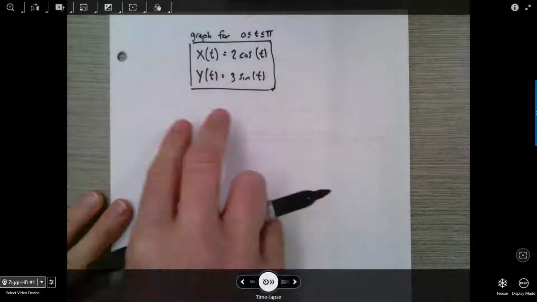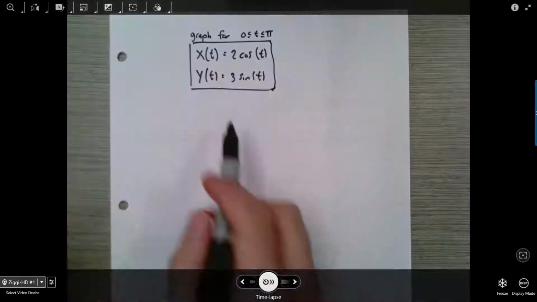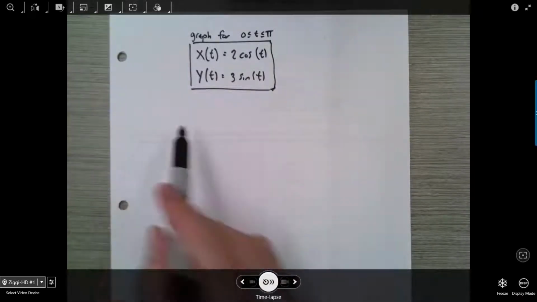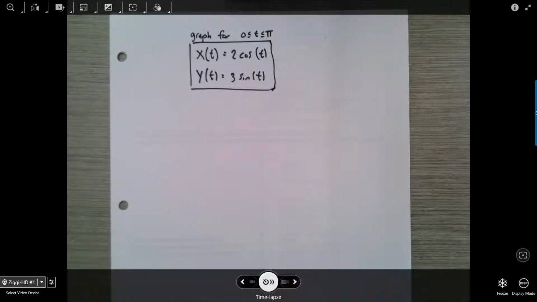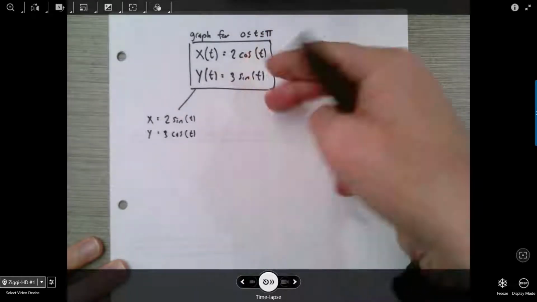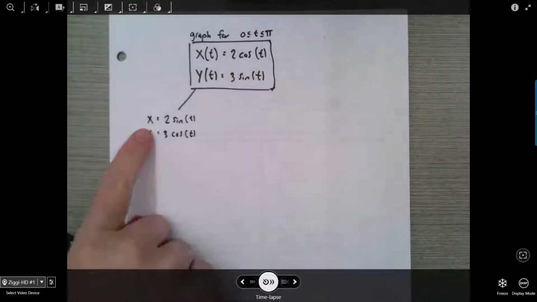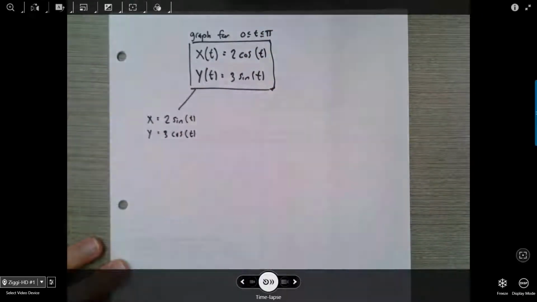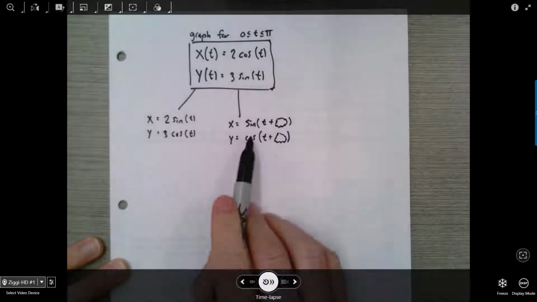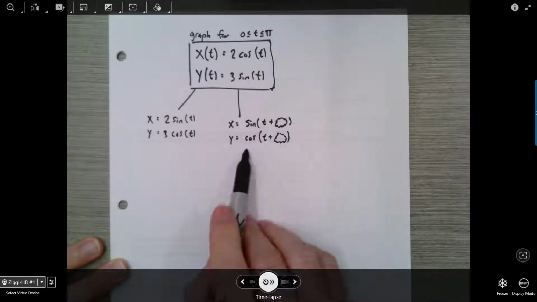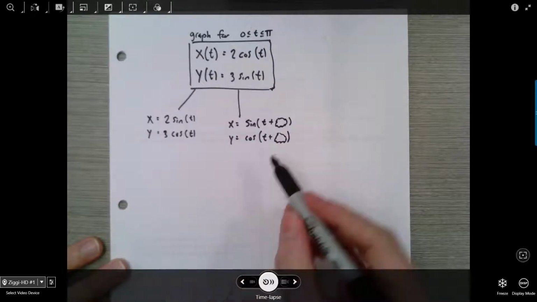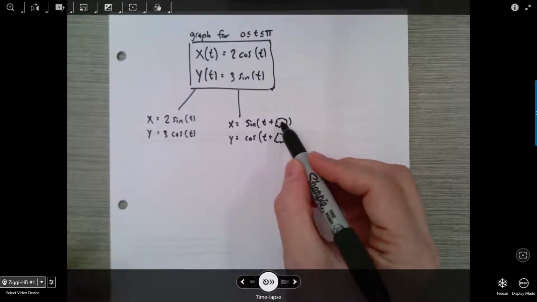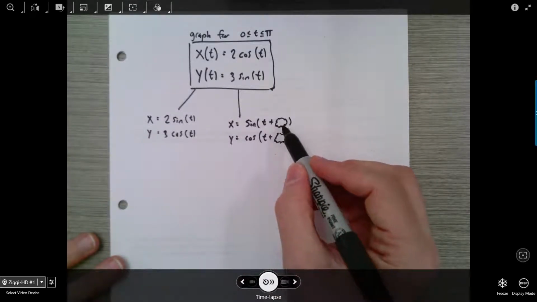And then I had the class come up with small variations that maybe would be the same kind of problem and maybe would be different problems. So here are a couple things people came up with. What happens if you reverse the two equations? So now x is sine and y is cosine. What happens if you have sine of t plus something and cosine of t plus something? And the something here could be like pi over 2 or 10 or kind of whatever you wanted it to be.